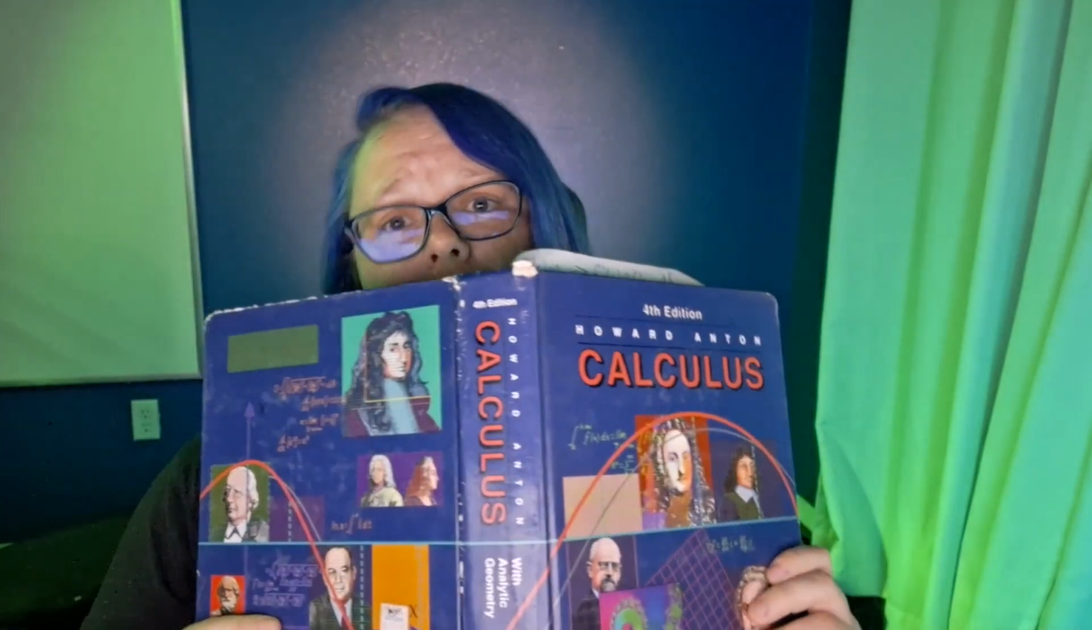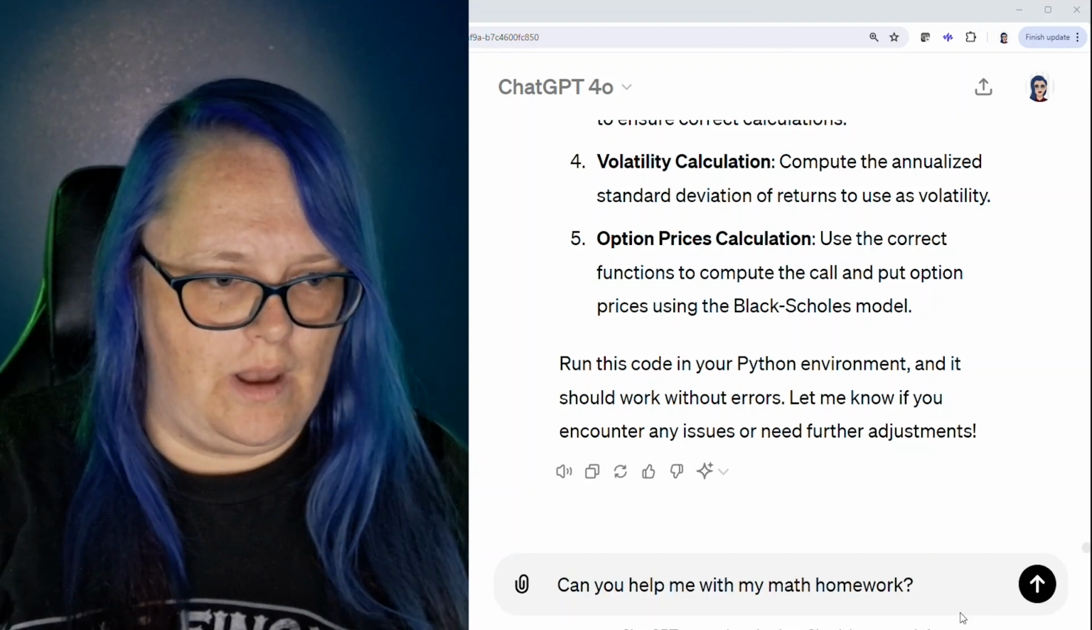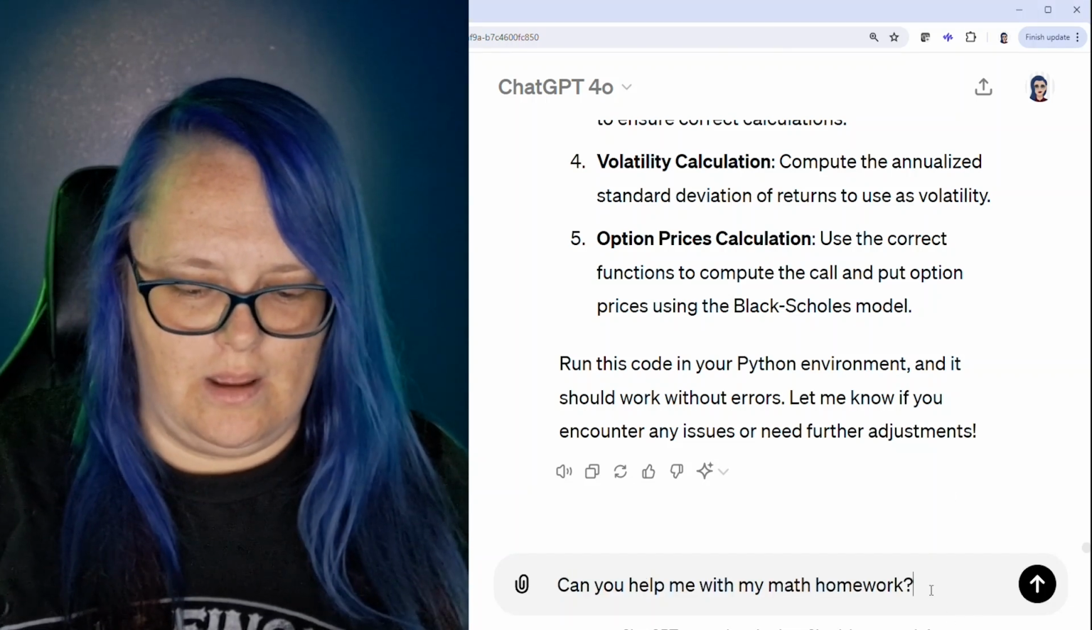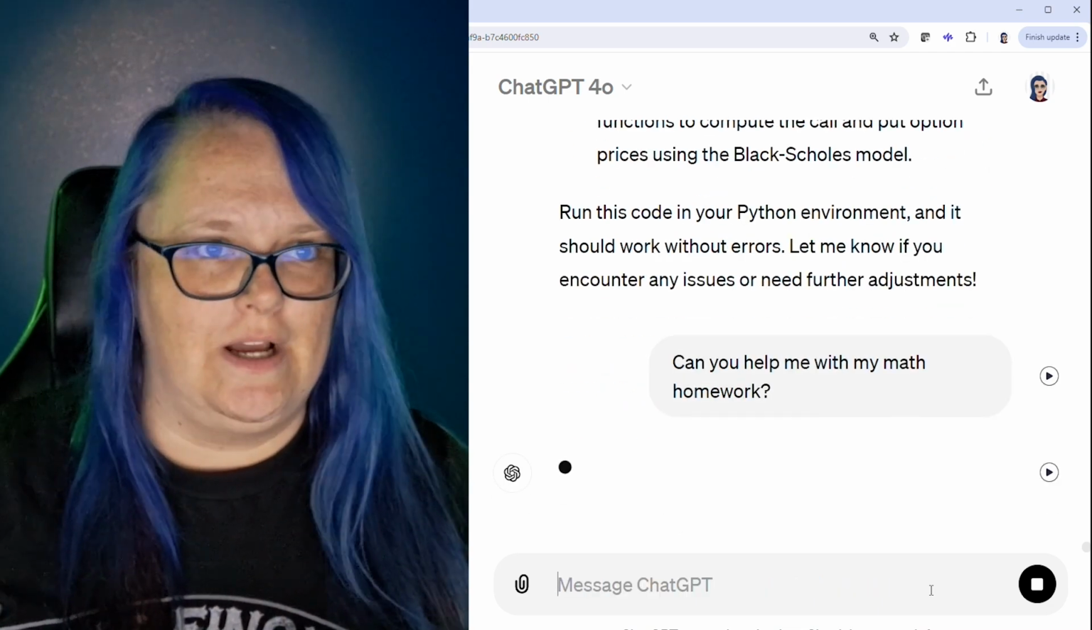I'm gonna ask it to help me with my math homework. Alright, I'm too lazy to come up with my own custom math problems. I just went and got some math books off my shelf from when I was in college. We're starting out with the easy book. Can you help me with my math homework? Let's see if it goes crazy again or not.